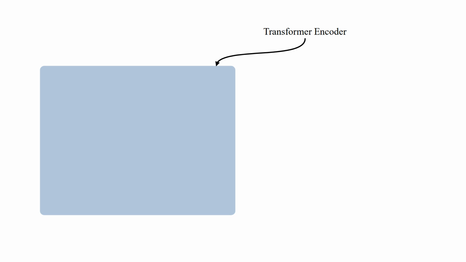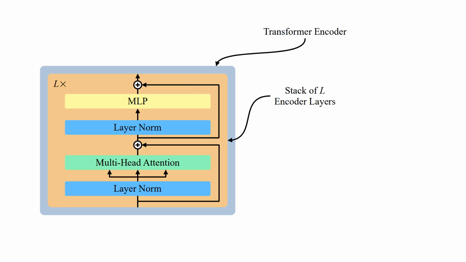Transformer encoder is a stack of L encoder layers. Default value of L is 12. Vision Transformer is obtained by adding a classification head to transformer encoder.